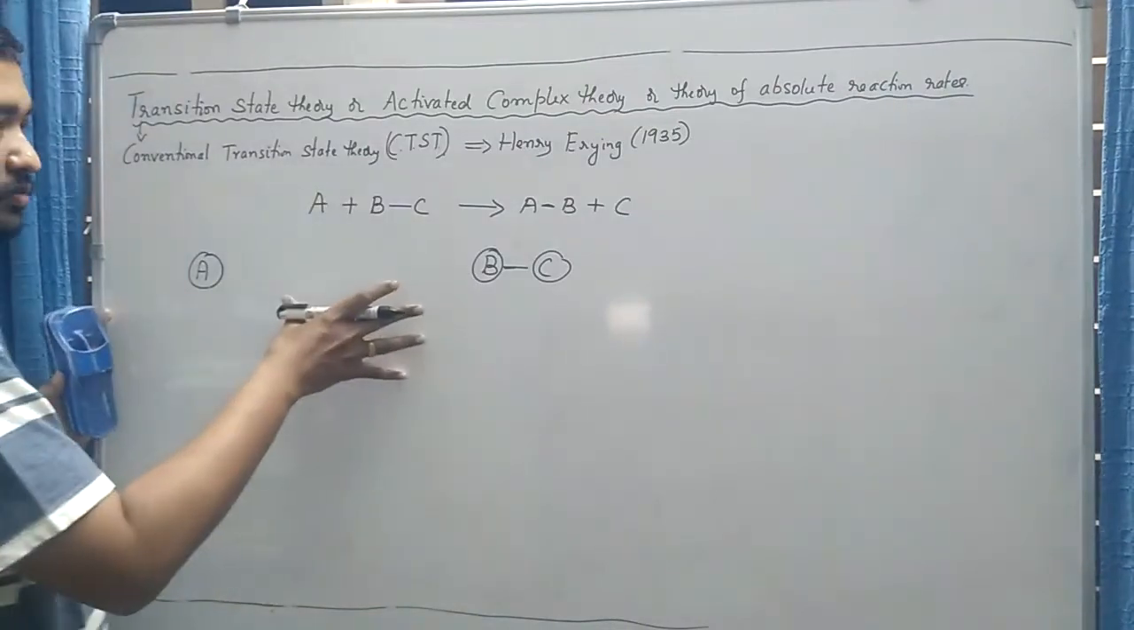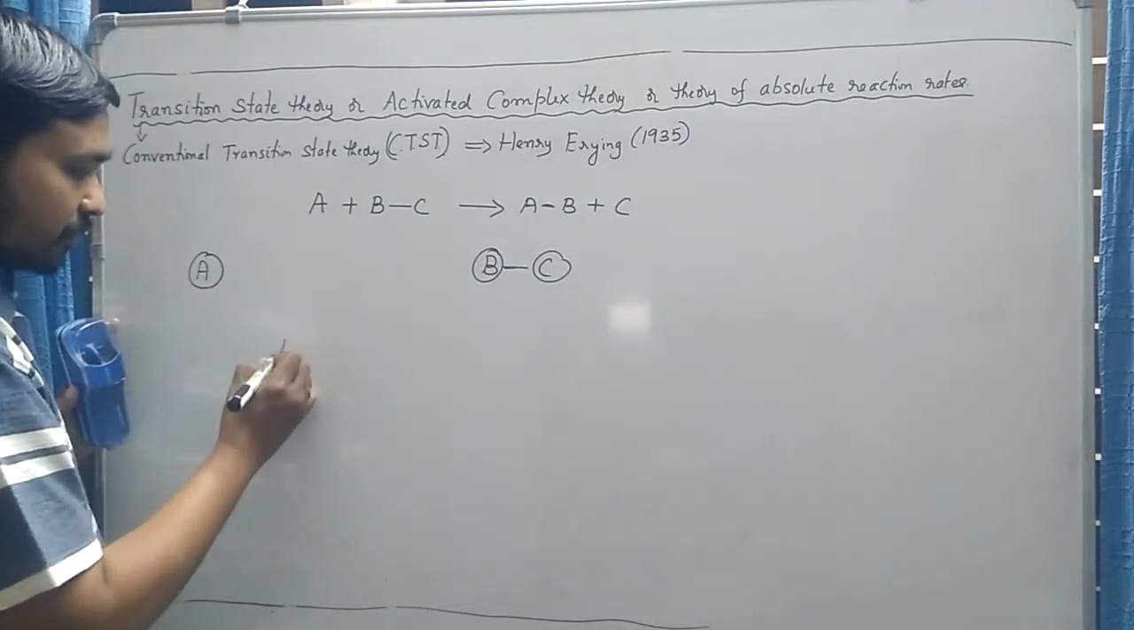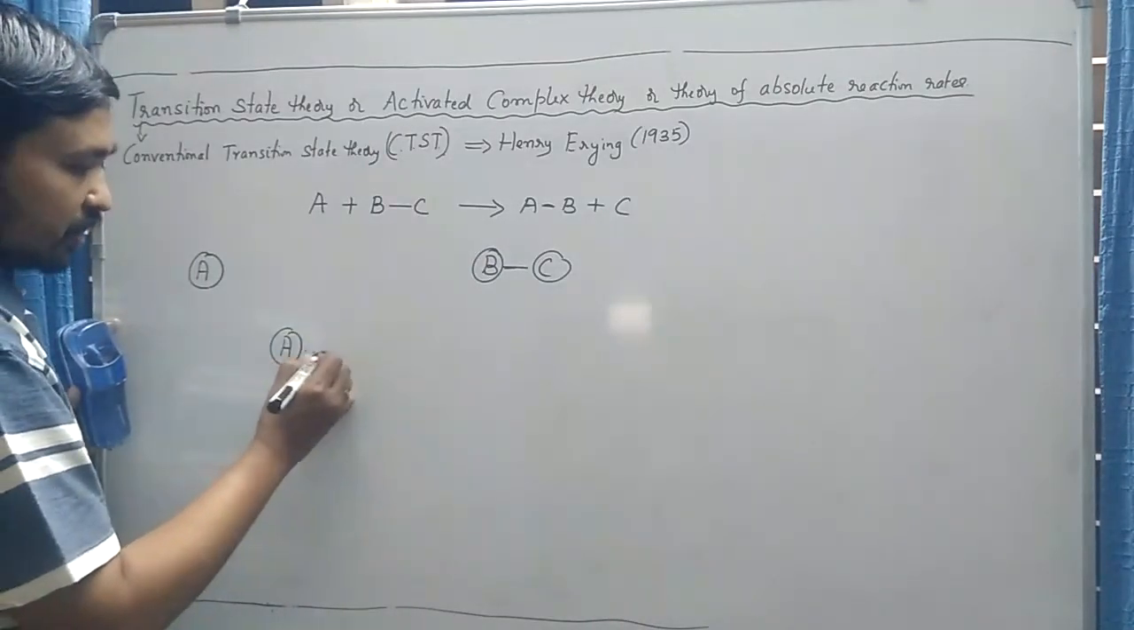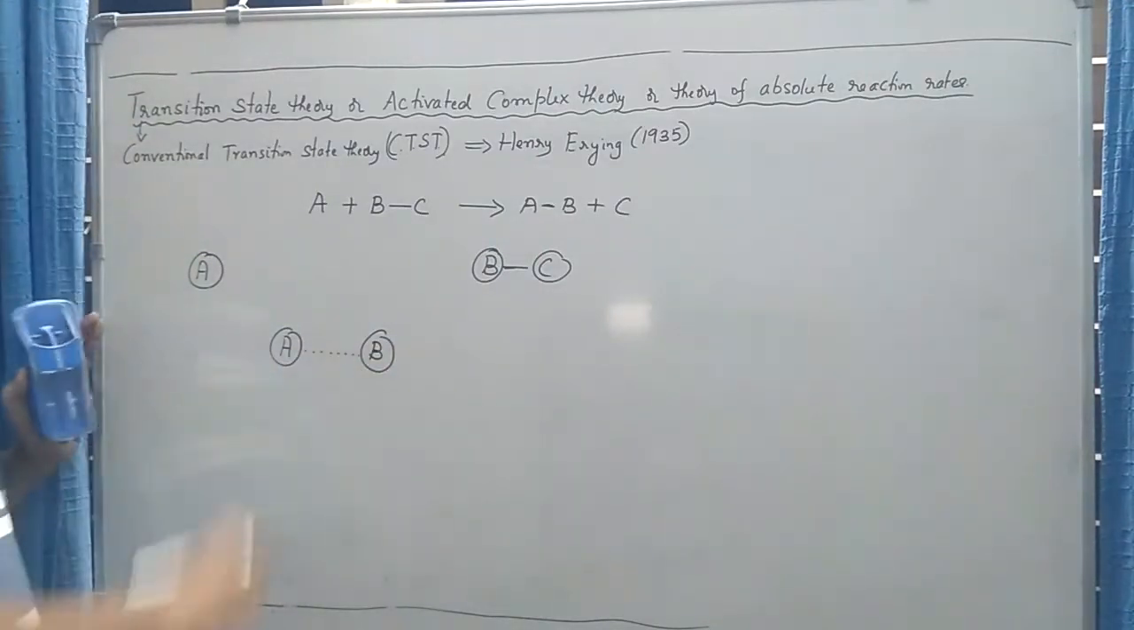So when these two atoms come closer to each other, a state will be reached where the bond between A and B is partially formed. That is why I have shown it by a dashed line.